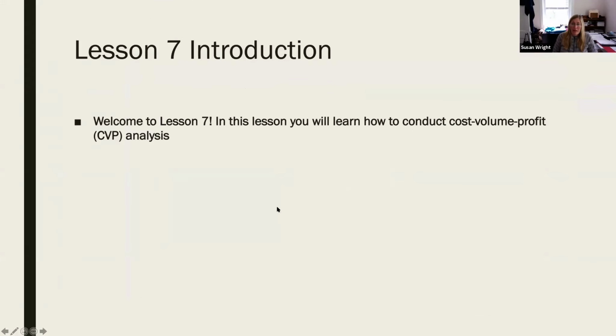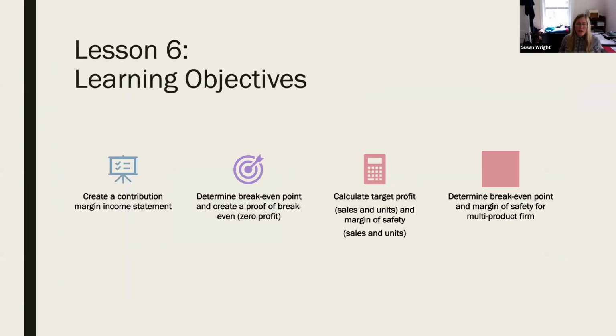we're going to learn how to conduct cost volume profit analysis. We call it CVP for short. And I have 4 learning objectives for you. First, to create what's called a contribution margin income statement. And then once we do that, we can determine break-even point, which I've talked to you about a few times over the semester. And then I want you to prove that it's break-even. So I'll show you how to create a proof that actually zeros profit. So we'll do that. And then also have you calculate target profit. In other words, how many units do you have to sell in order to generate a certain amount of profit?